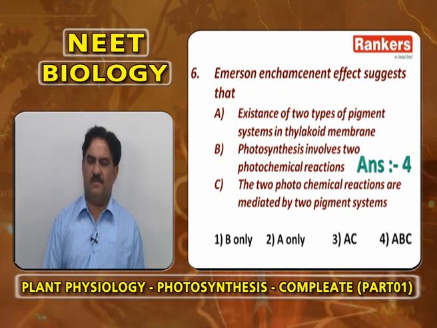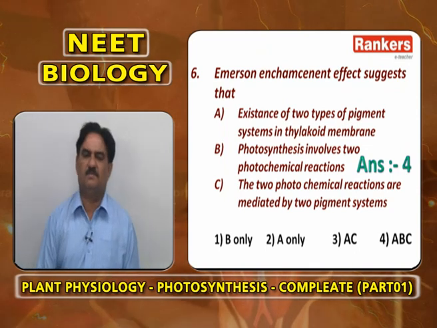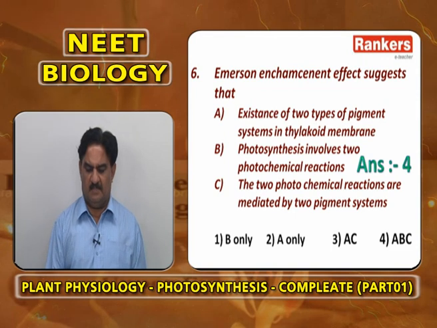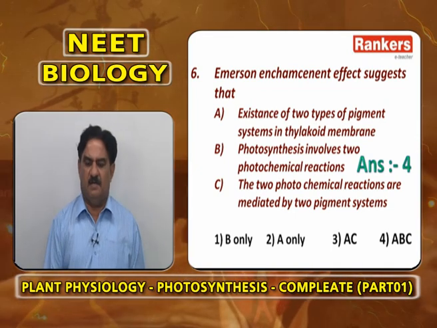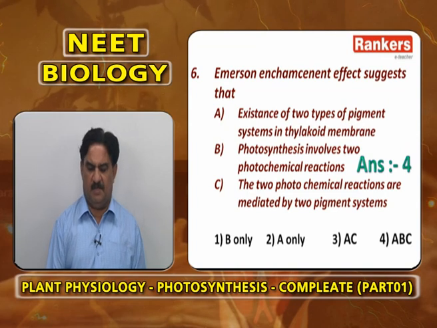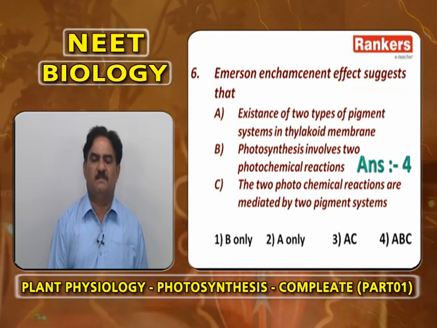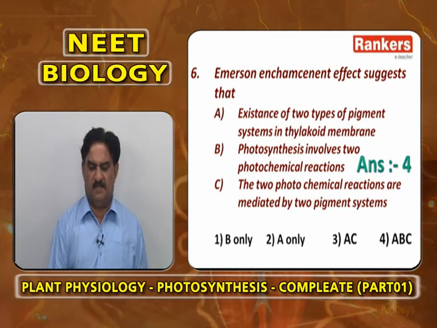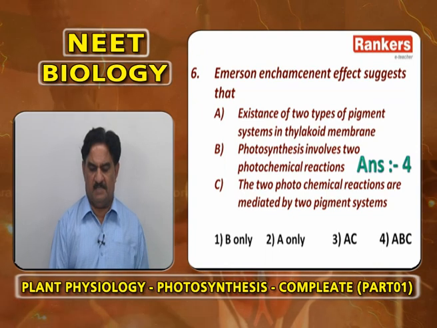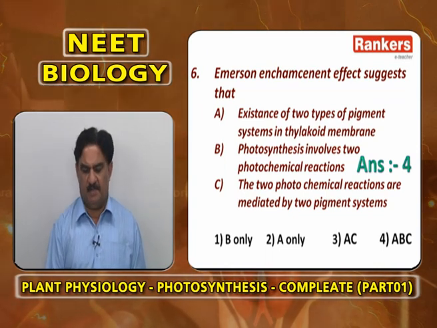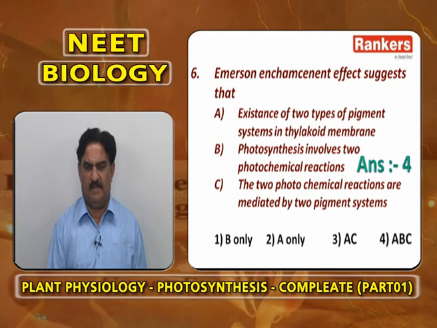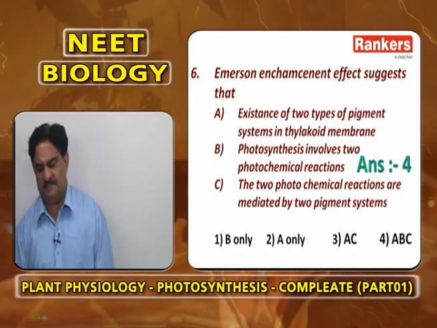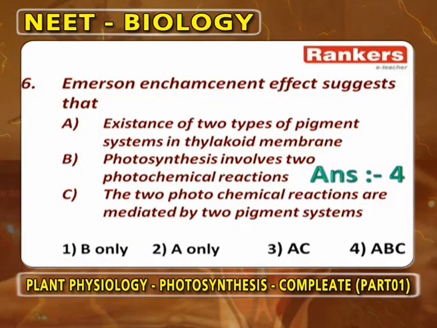Photosynthesis involves two photochemical reactions, definitely, one from PS1 and one from PS2. The two photochemical reactions are mediated by two pigment systems, they are photosystem 1 and photosystem 2, or pigment system 1 and pigment system 2. So, the Emerson enhancement effect suggests all the three: existence of two types of pigment systems in the thylakoid membrane; photosynthesis involves two photochemical reactions, correct; the two photochemical reactions are mediated by two pigment systems, correct. So, answer is A, B, C, fourth option.